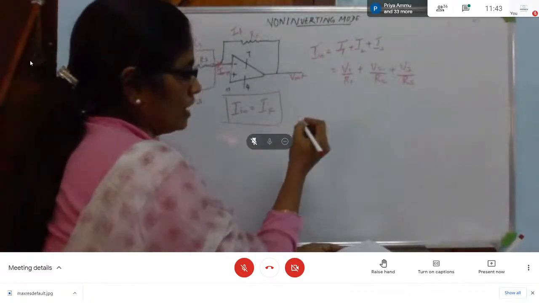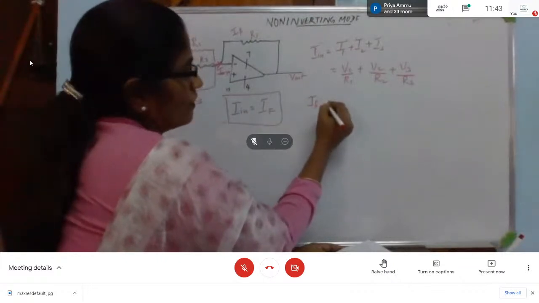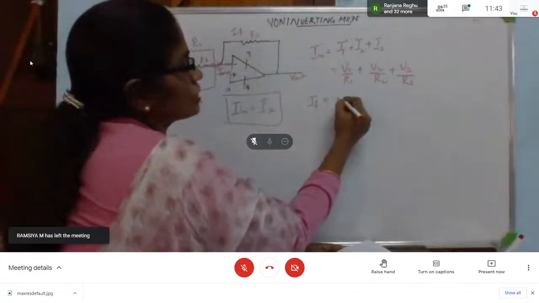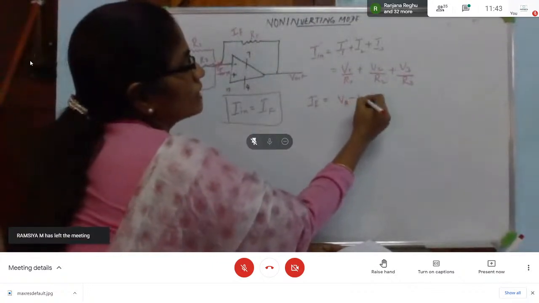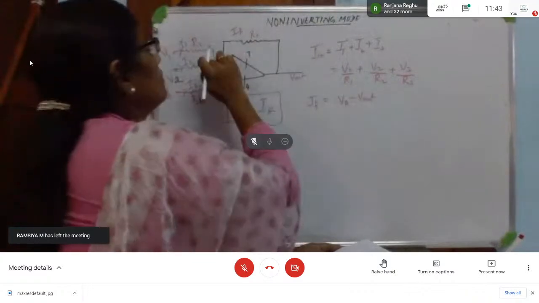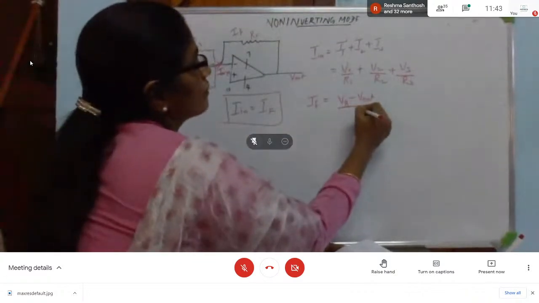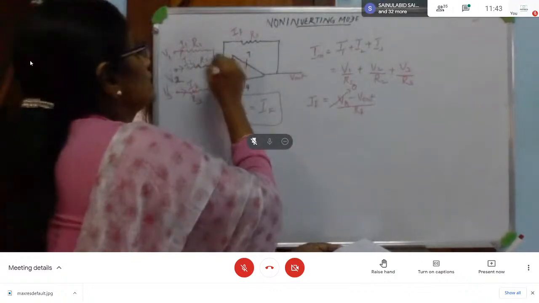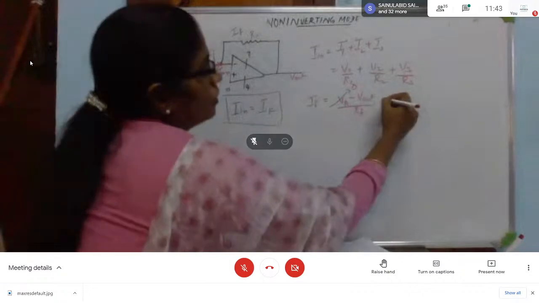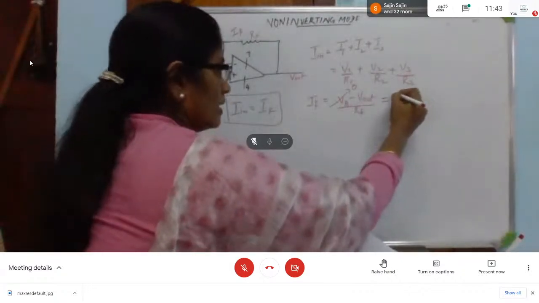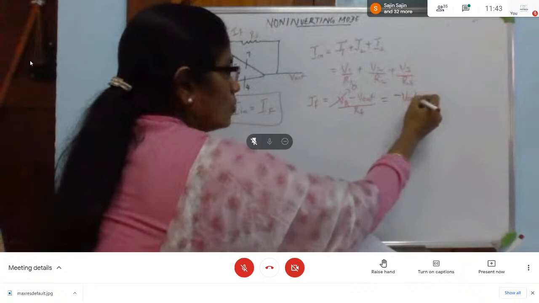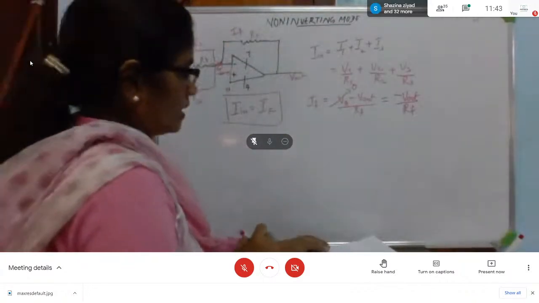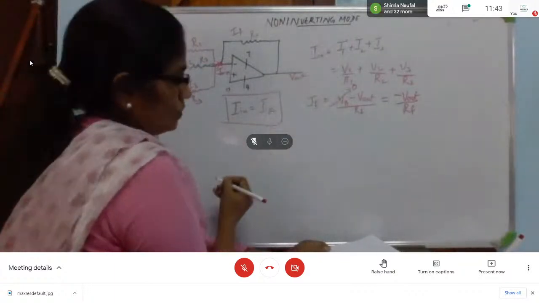Okay. Now what about IF? IF, you know, by the initial notation, I would take VA minus Vout by RF. So here VA is the virtual ground point. So VA is zero. So it will be minus Vout by RF.